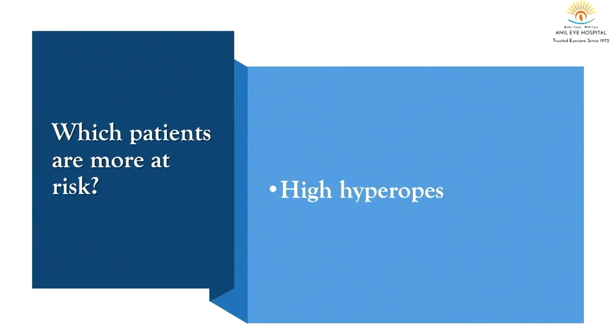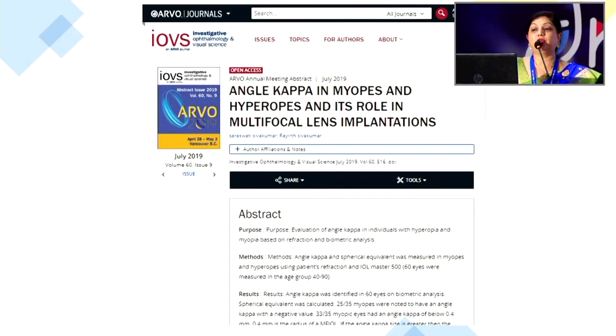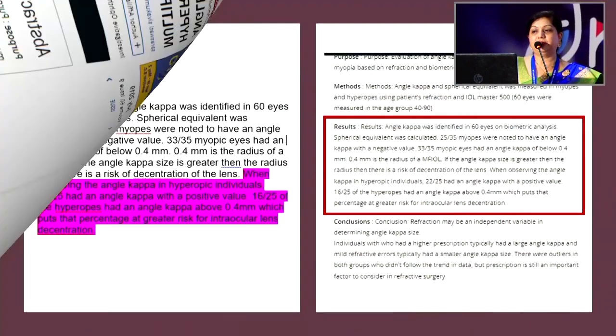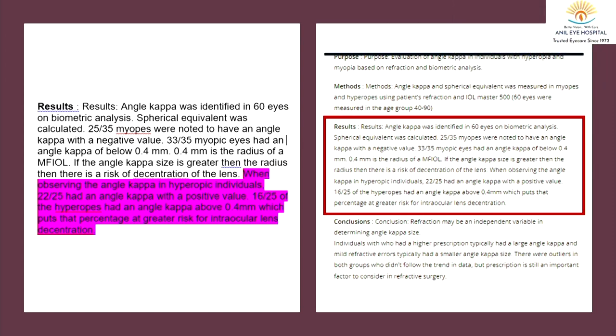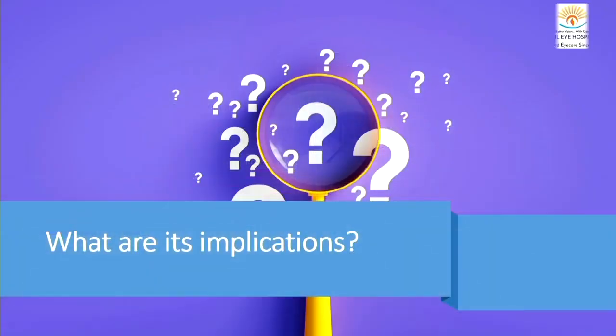So which patients are more at risk? These are the high hyperopes. Now this was an article which measured the angle kappa in myopes and hyperopes and looked at their role in multifocal IOL implantations. So what they found in myopes, most of them have a negative value and most of them have an angle kappa less than 0.4. Whereas in hyperopes, most of them have a positive value and a significant number had more than 0.4 millimeters, which is at a higher risk of IOL decentration.